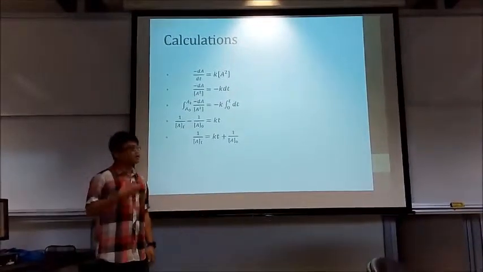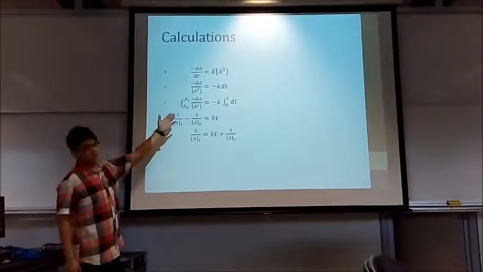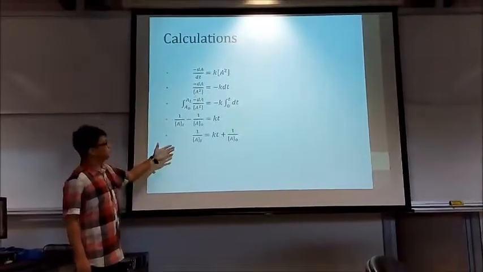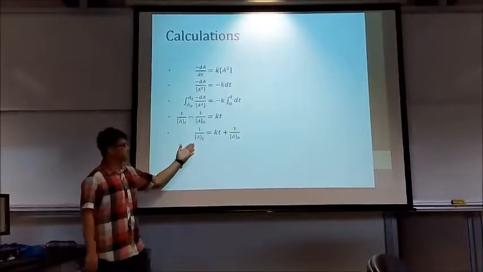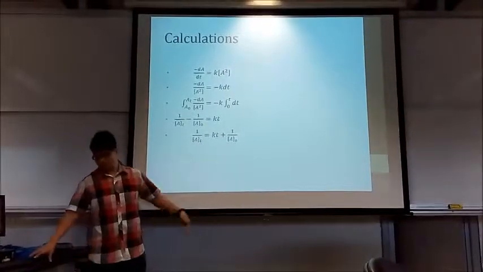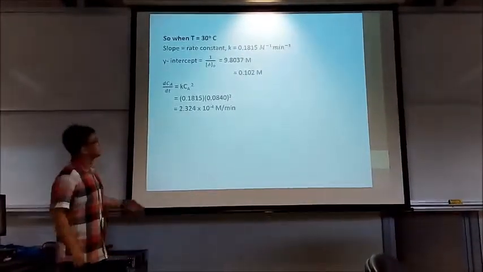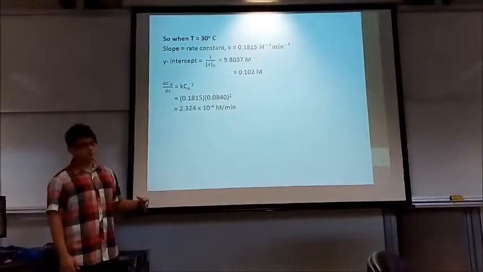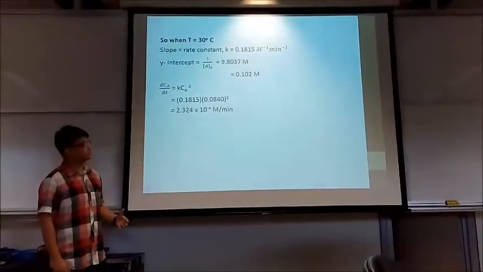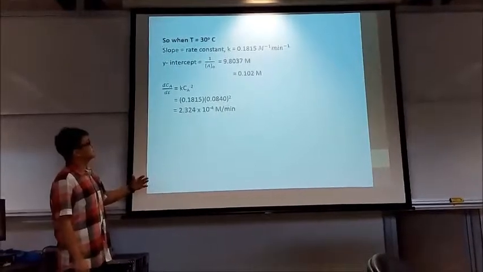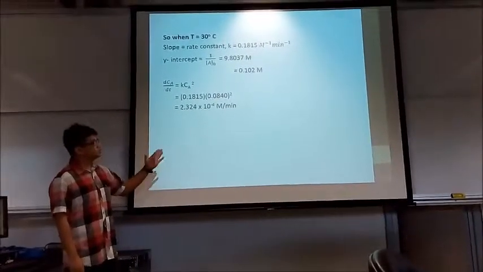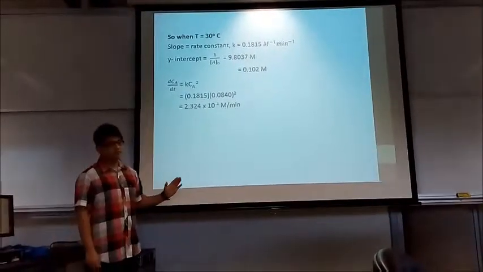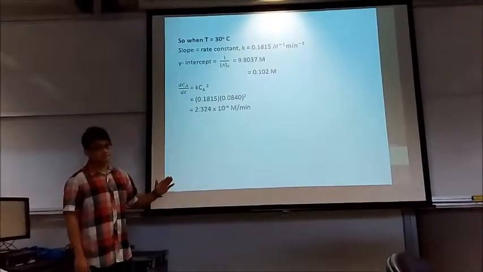For a second order reaction, that is our equation, and then we derive it. So the last equation would be this. At 30 degrees Celsius, from the slope of the graph of 1 over Ca versus time, we can see that the rate constant K is 0.1815 per mole per minute.